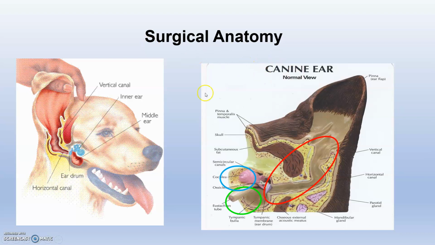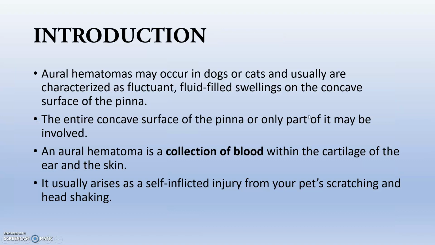So this is actually the surgical anatomy of the ear. You can see the vertical canal, the inner ear, the middle ear, the eardrum. This is the horizontal canal. And this is the vertical canal, this is the pinna, the ear flap. So it's the skull bone, the cochlea, the tympanic bullae, the tympanic eardrum, the osseous external acoustic meatus. This is the mandibular gland, this is the parotid gland. So this is actually the surgical anatomy of the ear.